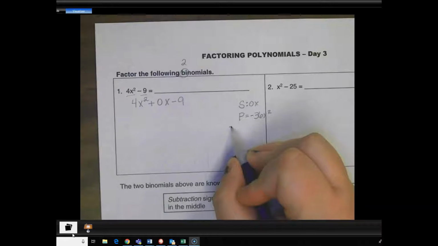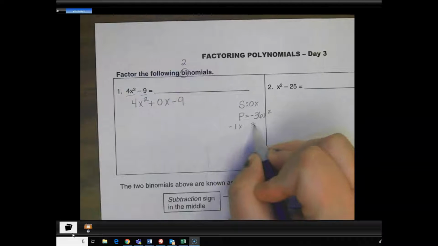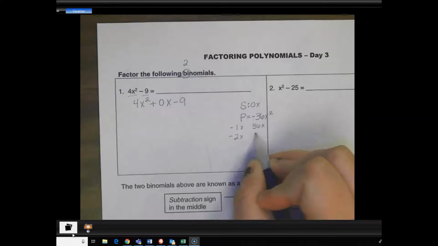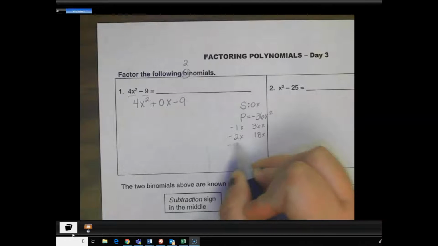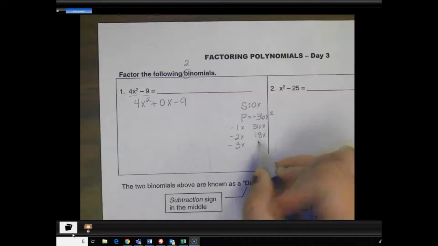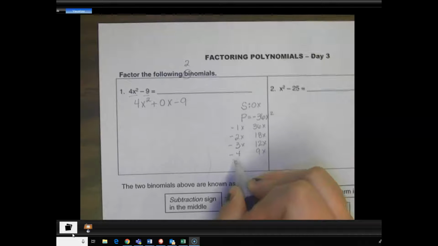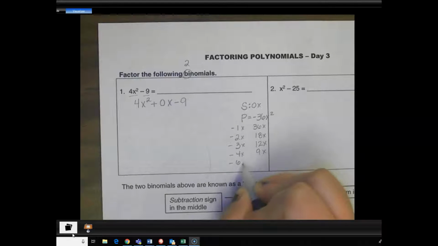So I'm going to list my products. Remember, one of them has to be negative. I don't know which one yet will be negative, so I usually make the first term negative. Some of you wait till the end. I don't like that because I'm afraid I'll forget my negative. But of course, I don't care about your method of doing it as long as it works for you.